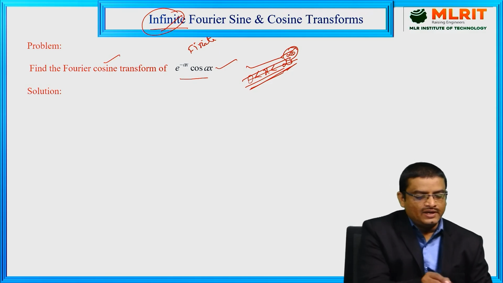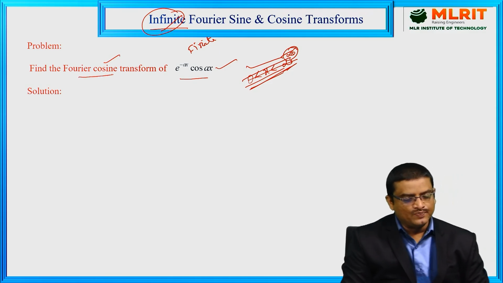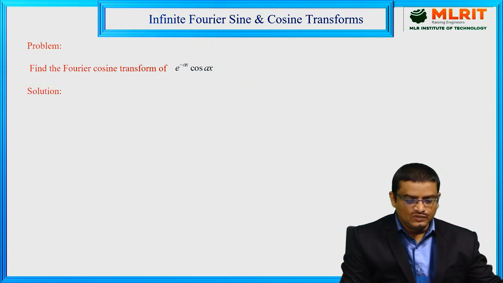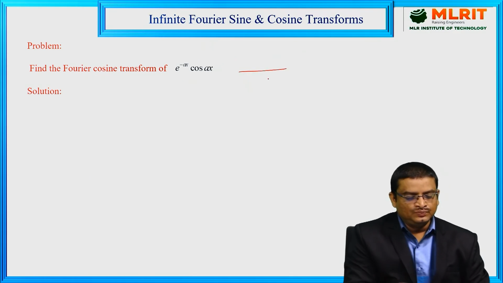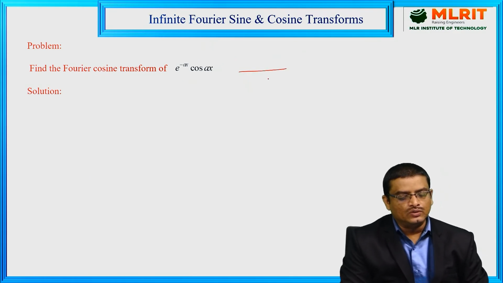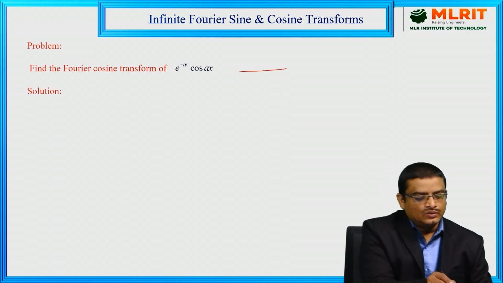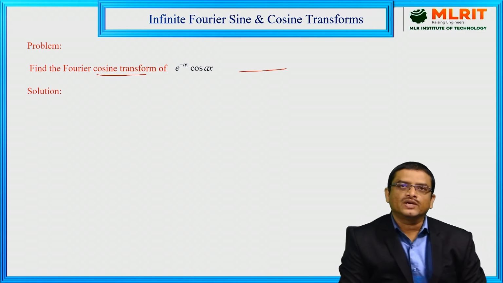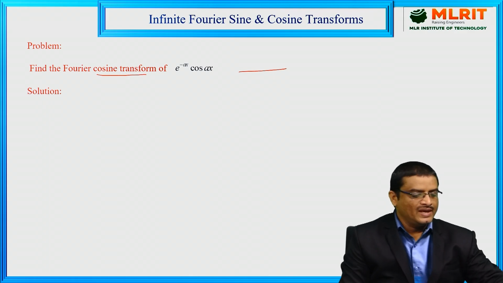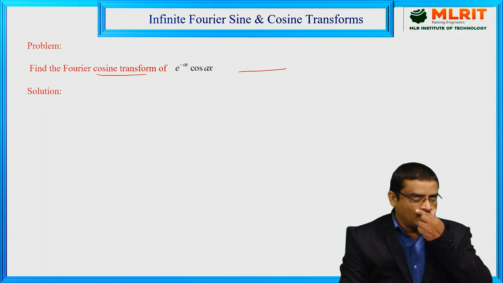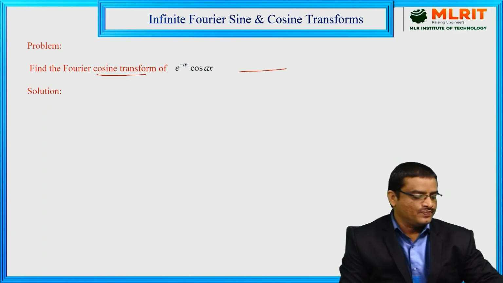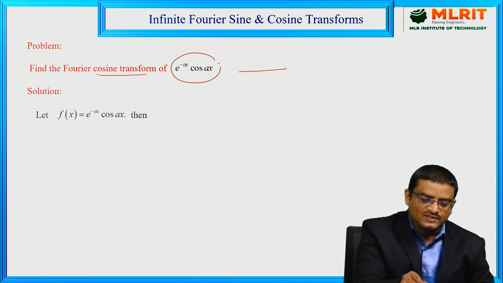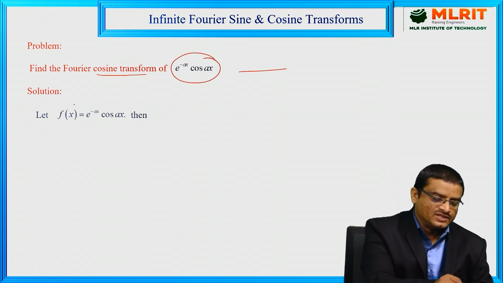So now here he has mentioned the Fourier cosine transform. Since we don't have any condition here, by default we have to choose the infinite Fourier cosine transform. The cosine transform is mentioned in the problem, so we have to consider that part. Now we have seen the standard formula for the infinite Fourier cosine transform. Use that formula. Whatever function he has given, you consider that function as f of x.